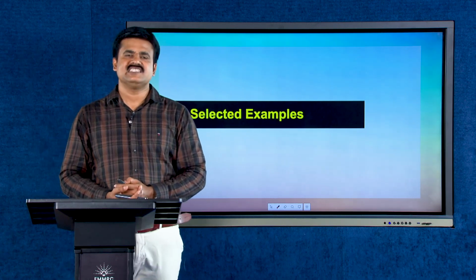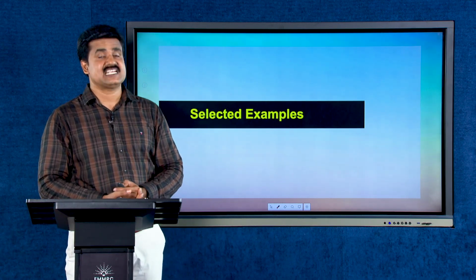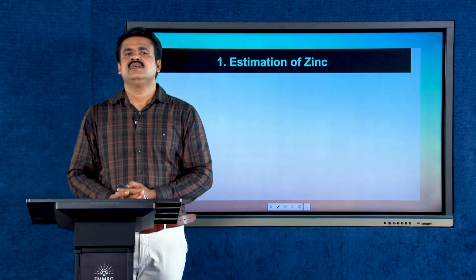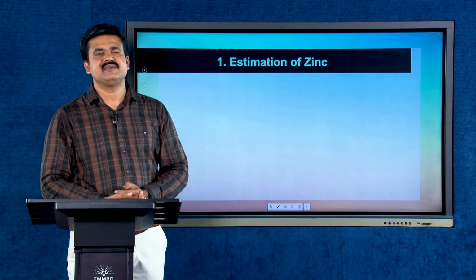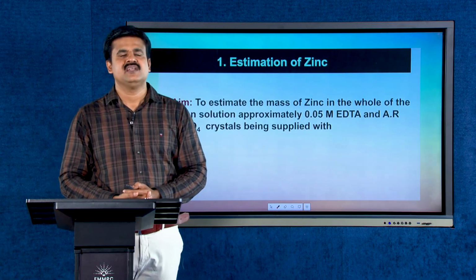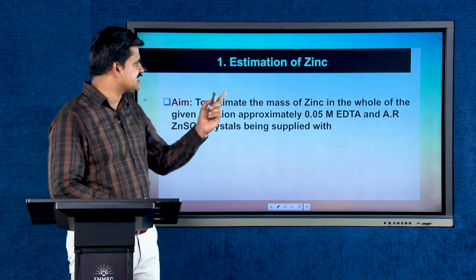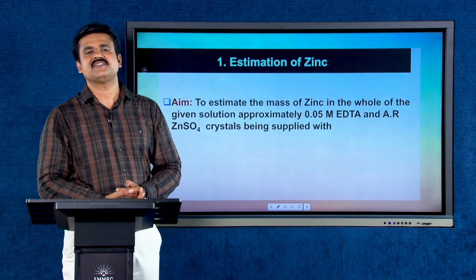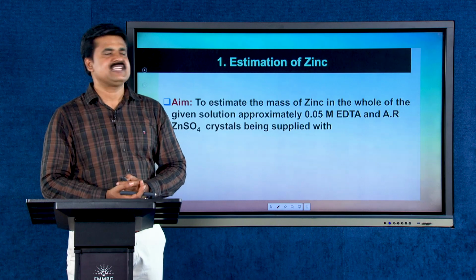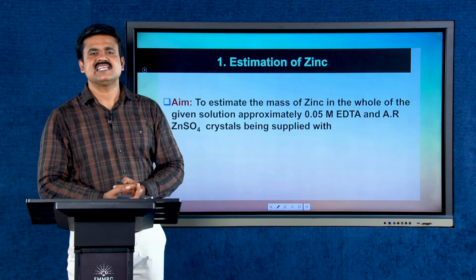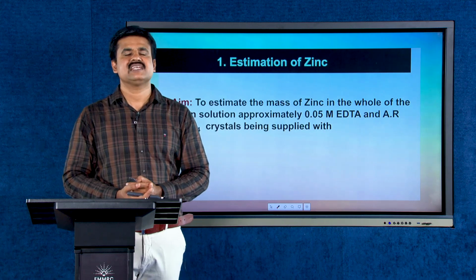Now we are discussing some selected examples of complexometric titrations. The first one is estimation of zinc, or Zn2+ ions, present in the solution. Our aim is to estimate the mass of zinc, or Zn2+ ion, in the whole of the given solution. Approximately 0.05 molar EDTA and analytical zinc sulfate crystals are being supplied.